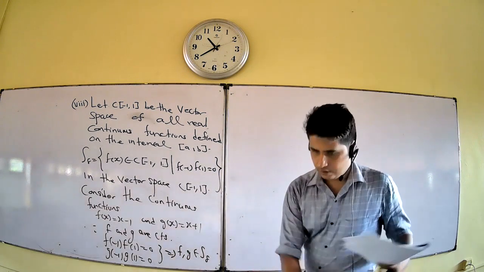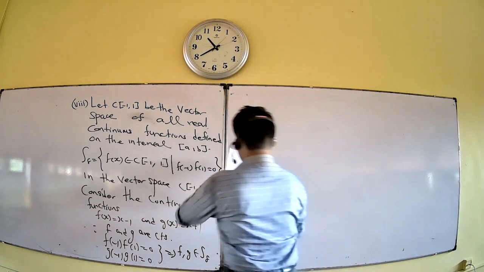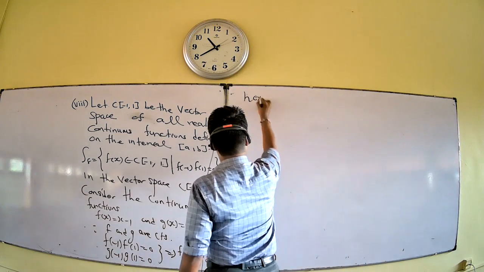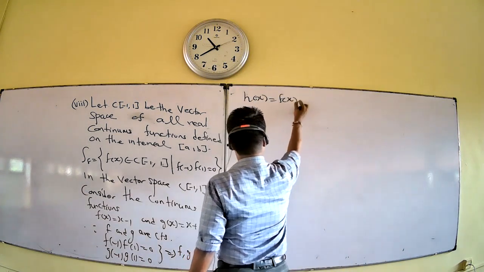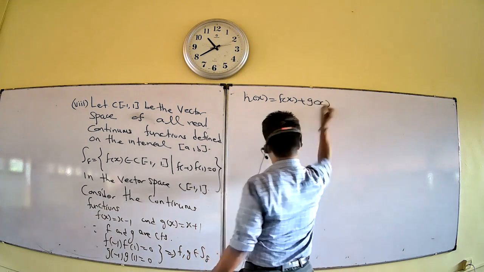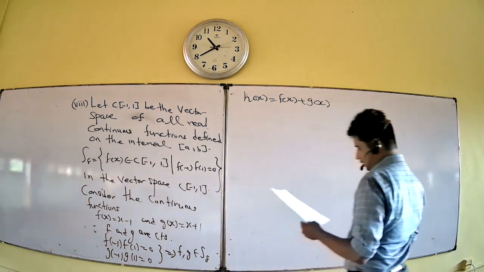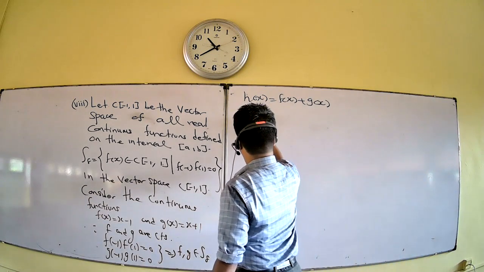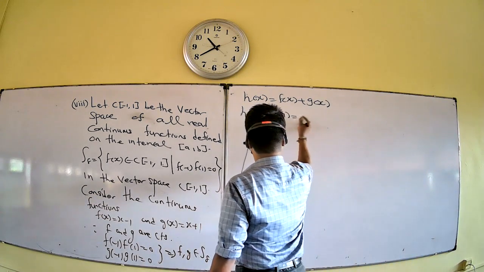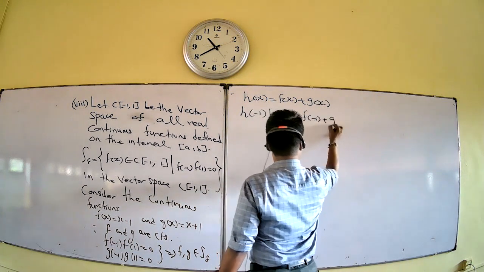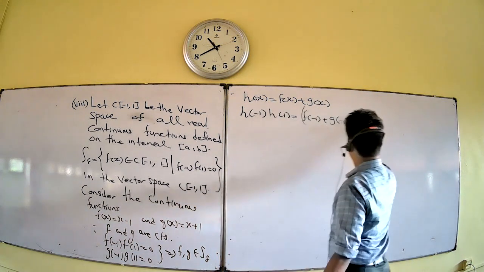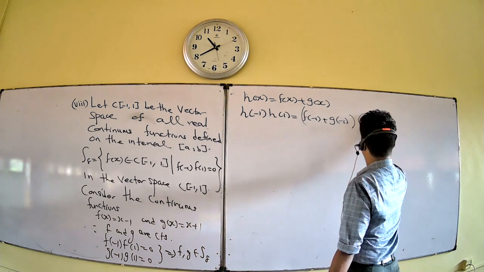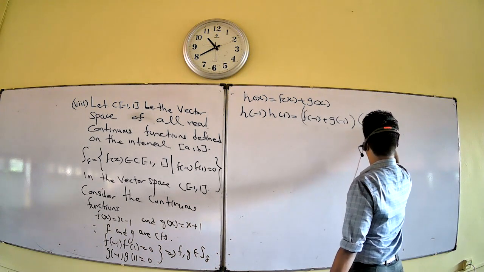Okay, S8. Consider the function h of x, which is the sum of these two functions, f of x plus g of x. Now h of minus 1, h of 1: it is f of minus 1 plus g of minus 1, and f of 1 plus g of 1. Is it okay?